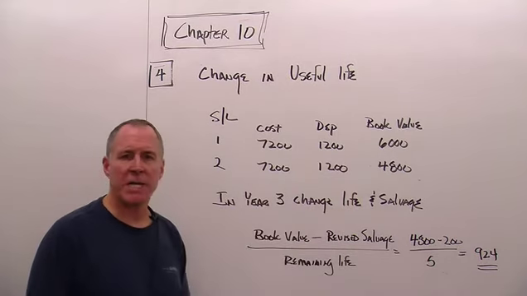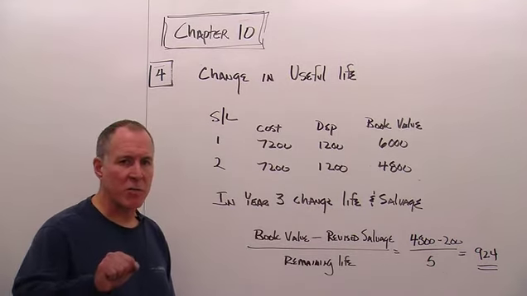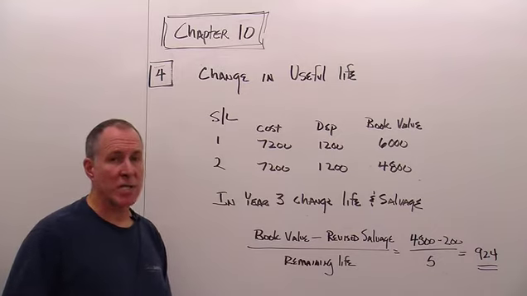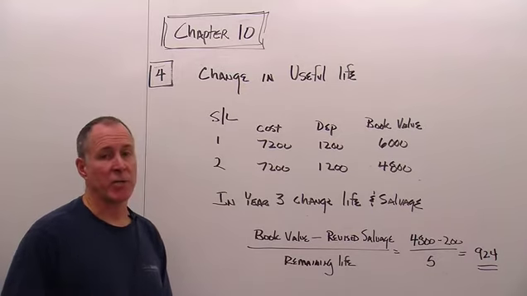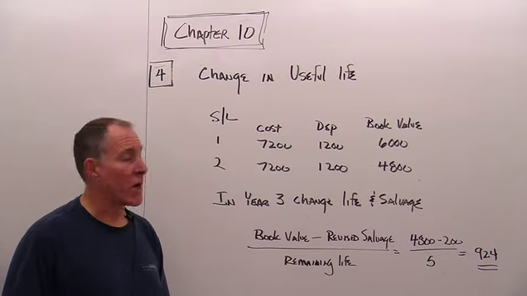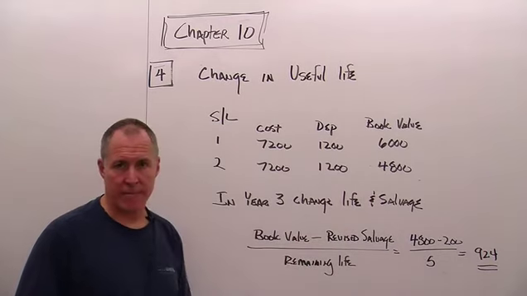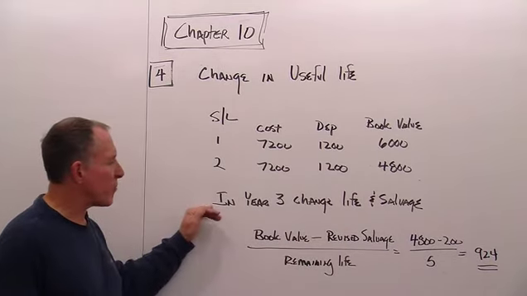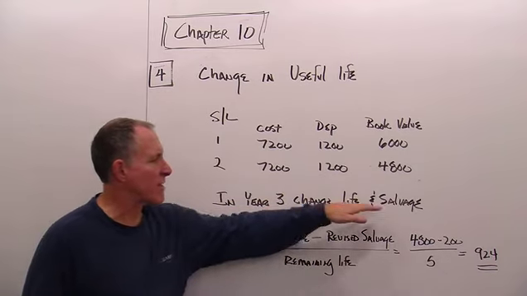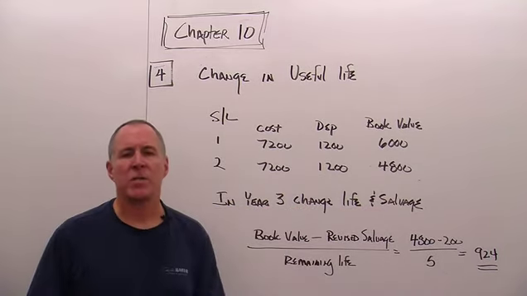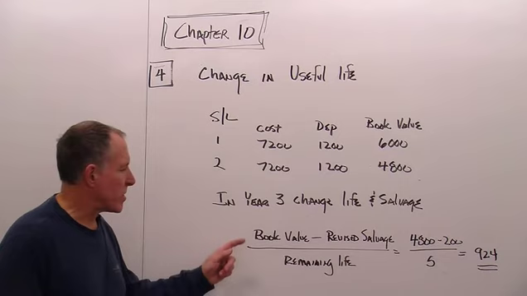How did I get $4,800? $7,200. That's the cost, less the accumulated depreciation of $2,400 gives me a book value of $4,800. Now, in year 3, we change the life and the salvage value. What do we do? Here is the formula.